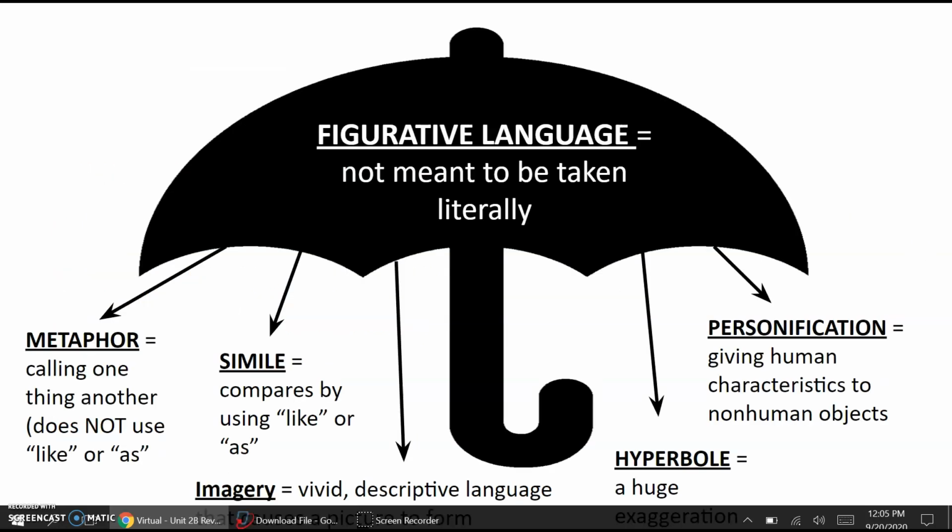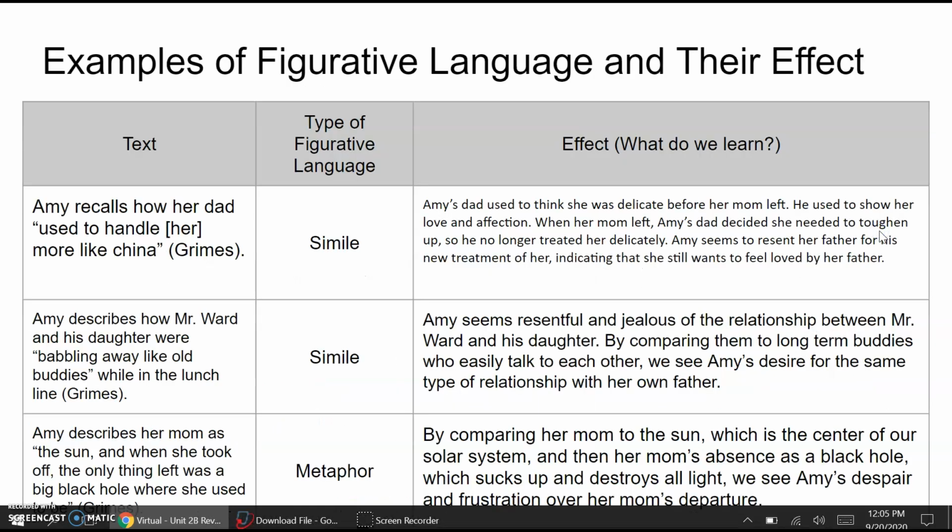We also talked about figurative language and how that is any type of writing that's not meant to be taken literally. We looked at different types of figurative language, and then we used figurative language that we read in a text to help us understand things about the characters and the situation, the conflicts, the themes that are in those specific texts.